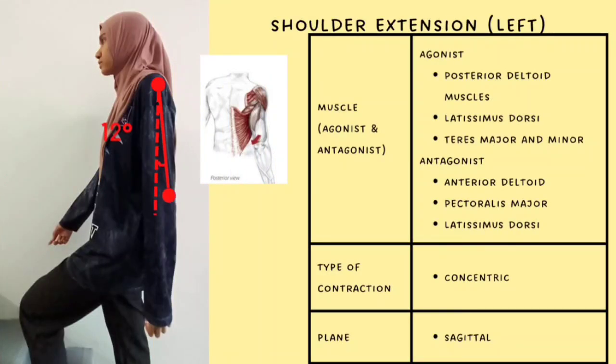Next, the shoulder joint is extended 12 degrees. The agonist muscles are posterior deltoid muscles, latissimus dorsi, teres major and minor. And for antagonist muscles are anterior deltoid, pectoralis major and latissimus dorsi. When the arm is swing backward, shoulder extensor is in concentric contraction. The plane of this motion is sagittal plane.